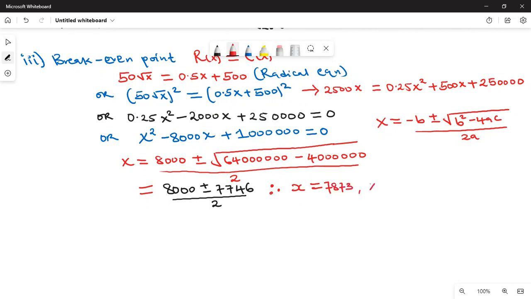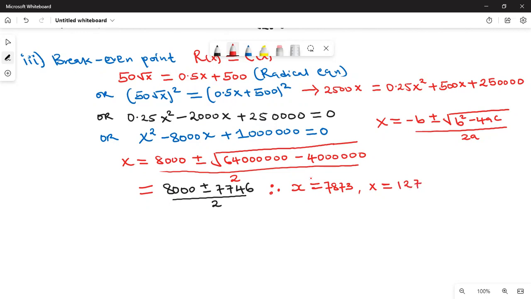Another value of x when we use negative, so we'll have 8,000 minus 7746. The answer you divide by 2, you're going to get 127. 127.